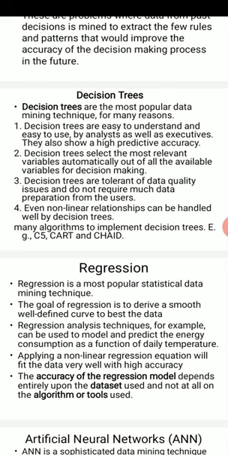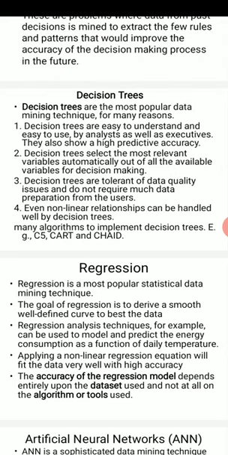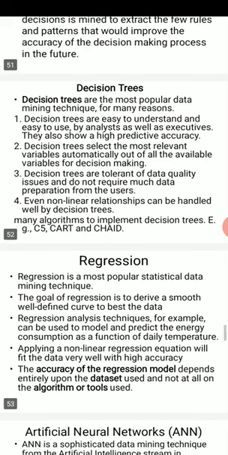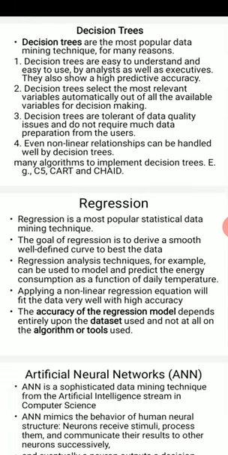So decision trees are tolerant of data quality issues and do not require much data preparation from the users, and even non-linear relationships can be handled well by decision trees. There are many algorithms existing, such as decision trees, C5, CART, CHAID and so on. And coming to regression, regression is a statistical model, which is a statistical mining technique.